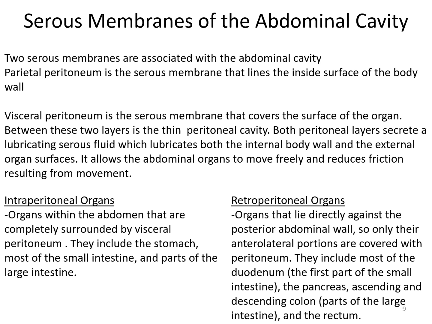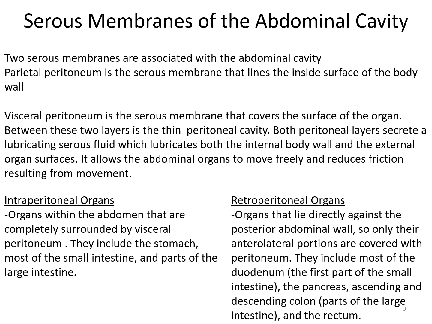Parietal peritoneum is the serous membrane that lines the inside surface of the body wall. Visceral peritoneum is a serous membrane that covers the actual surface of the organ. And then between the two layers is your peritoneal cavity, and you've got that serous fluid there, that lubricating fluid that exists in the cavity.